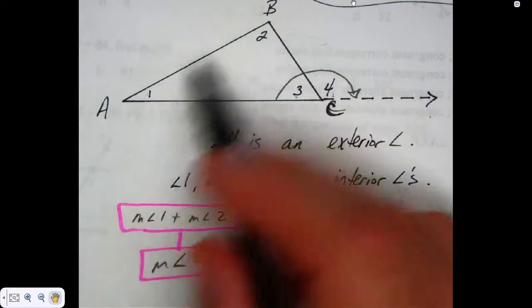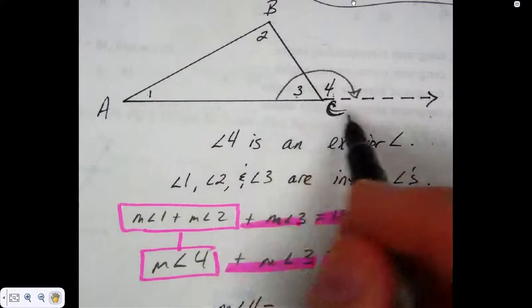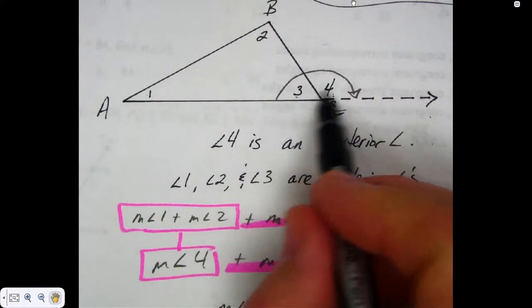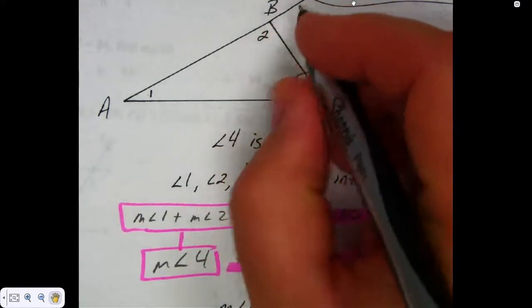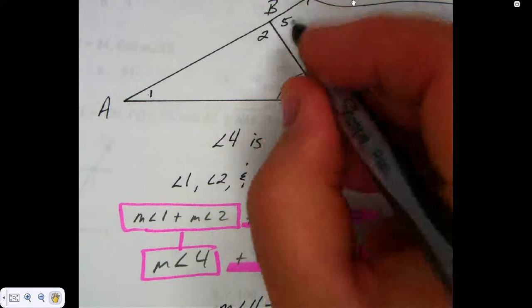The remote interior angles are the ones that need a remote to deal with because they're not right beside it. See what I'm saying? 4 is right beside 3, so its remote interior angles are what? 1 and 2. If I was to draw this one, call it angle 5, what would angle 5's remote interior angles be? 1 and 3.